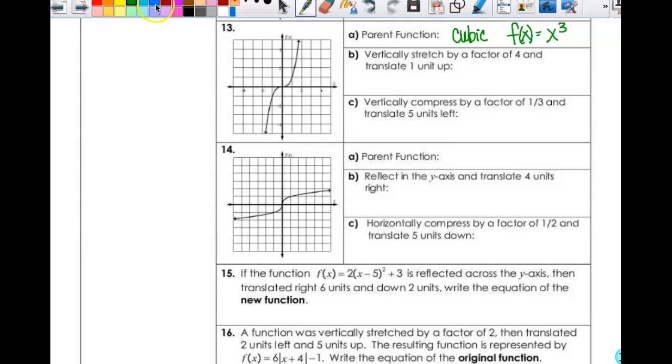up. So since that's f of x, we'll call our next one g of x, because it can't also be f of x. So I'm going to take a cubic, I'm going to stretch it by a factor of 4. So if it's a vertical stretch, that means it happens after I cube things, so it's on the outside. And translate up 1, that also affects y. So this would just be 4x cubed plus 1. You agree with that? Yes, ma'am.